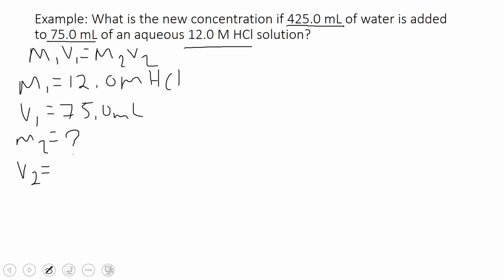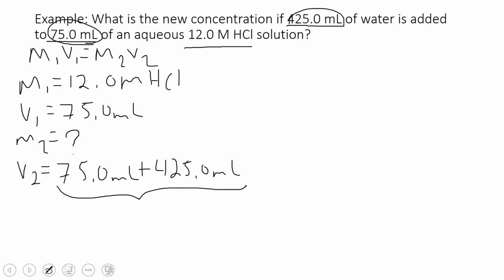It's not 425, right? It's 425 and the 75. It's the V1, so 75.0 milliliters plus 425 milliliters. That's where we have to be careful: make sure we remember that V2 is the total final volume, not the added volume. So this is going to be 500 milliliters.